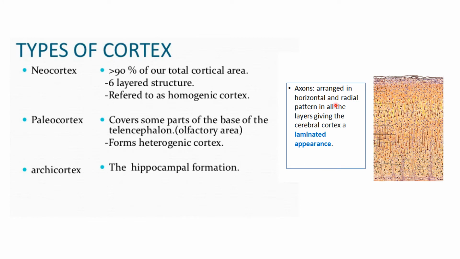Now the axons are arranged in horizontal and radial patterns. Axons are in the plexiform layer horizontally, and a few are going in the radial pattern through all layers, giving a laminated appearance to the cortex. You can see these different laminae. These are actually different layers of the cerebral cortex.